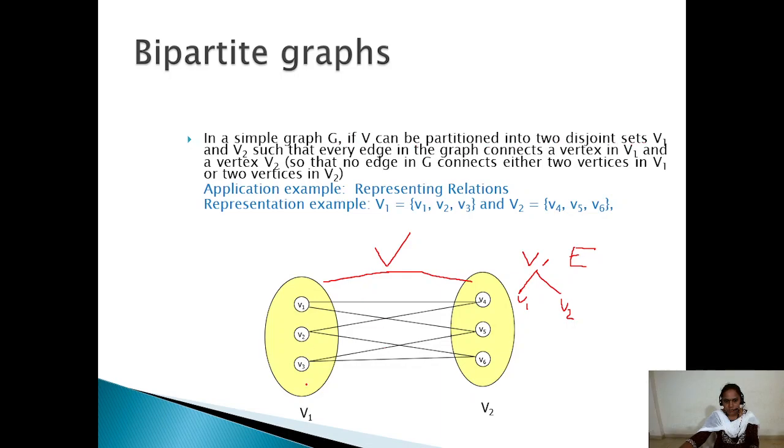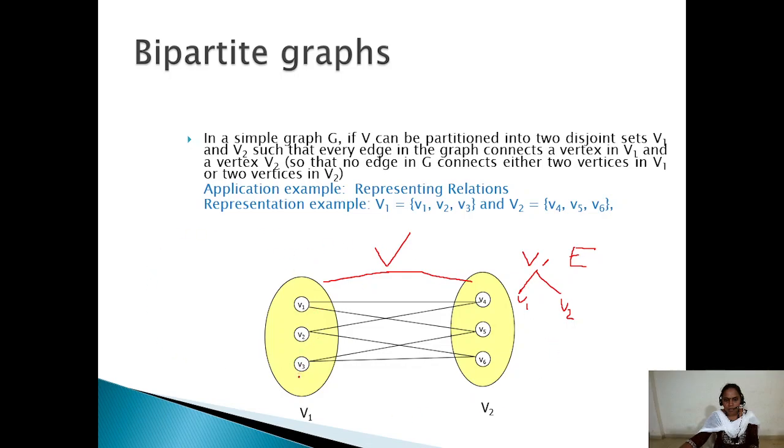Two disjoint sets means what? V1 is one disjoint set, V2 is the other, such that every edge in the graph connects a vertex of V1 to a vertex of V2. V1 vertex is connected to the V4 vertex, V2 is connected to V5, V3 is connected to V6. But one condition: no edge is connected between V1 and V2, or V2 and V3, and no edge is connected between V4 and V5, or V5 and V6. This is the bipartite graph.